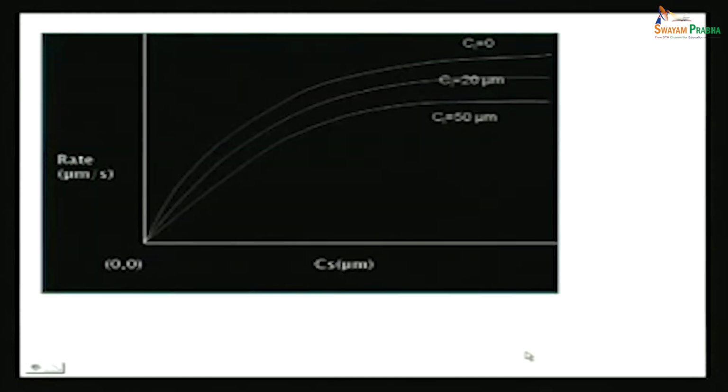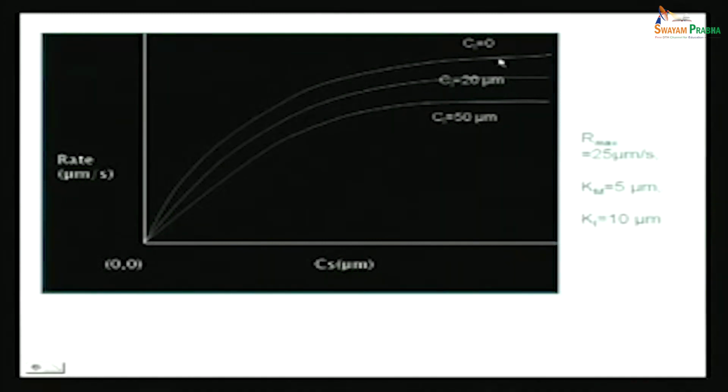So I'll show you a plot here. I'm not sure if you can see the plot properly, but let me run it for you. These are the rates in micromolar per second on the y-axis, and the x-axis is the concentration of the substrate Cs in micromolar. And what are these Cis on top that you see? These are the inhibitor concentrations. The top graph is for no inhibitor at all. The second one is for inhibitor equals 20 micromolar. The third one is for inhibitor equals 50 micromolar.